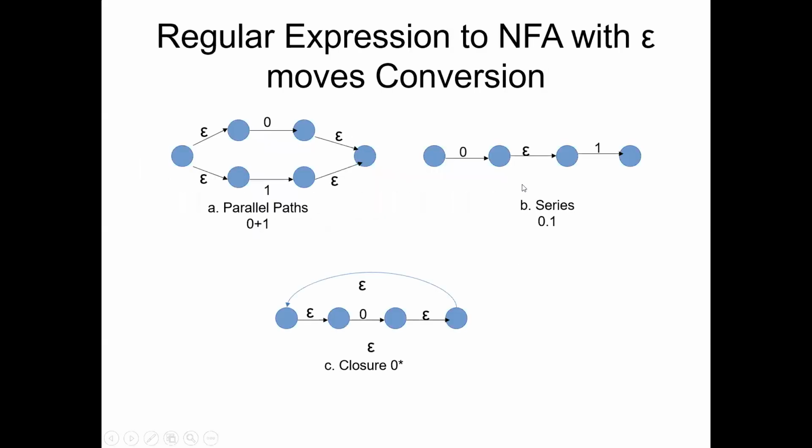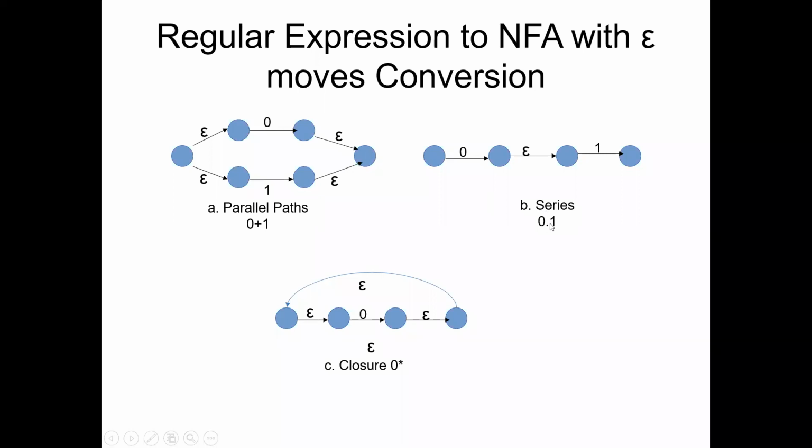Kindly take a note of this. If you have 0 plus 1 as your regular expression, you can denote this in the form of NFA like this. Two parallel paths: starting from this particular state, there is one path for 0, and from the same state you have another path for 1. This way the two parallel paths, 0 or 1, you can denote.